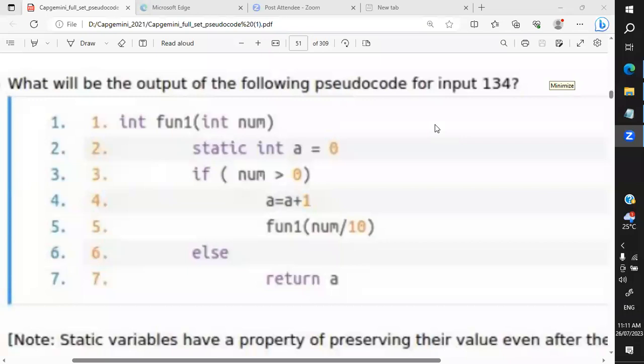Static will get initialized only once, whether it is inside a loop or in a recursion. The same thing will happen for a static variable. So everyone got the answer as 3.